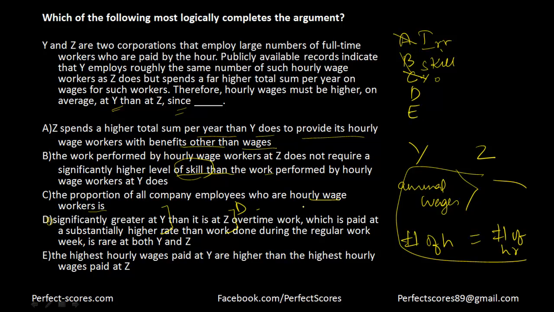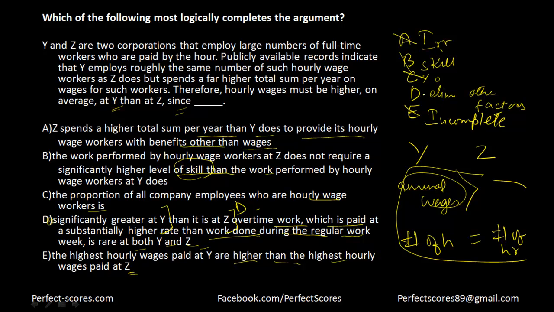Let's go to D. D says overtime work which is paid at a substantially higher rate than work done during the regular week is rare at both Y and Z. Now this may be correct because what it is doing is eliminating other factors that may bring about an imbalance in this equation of Y paying more in terms of annual wages. E says the highest hourly wages paid at Y are higher than the highest hourly wages paid at Z. Now this could help us, but only if we know how many people get the highest wages in both Y and Z. So this is an incomplete option.